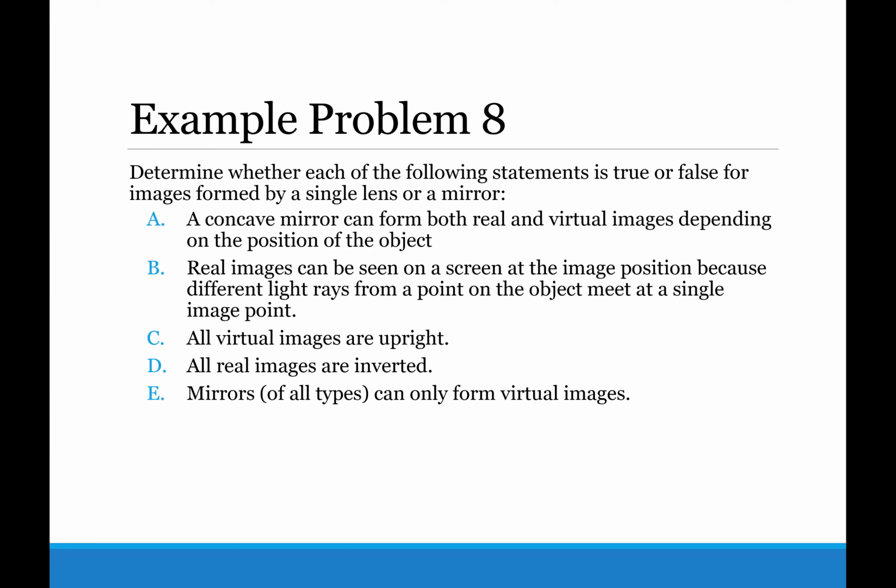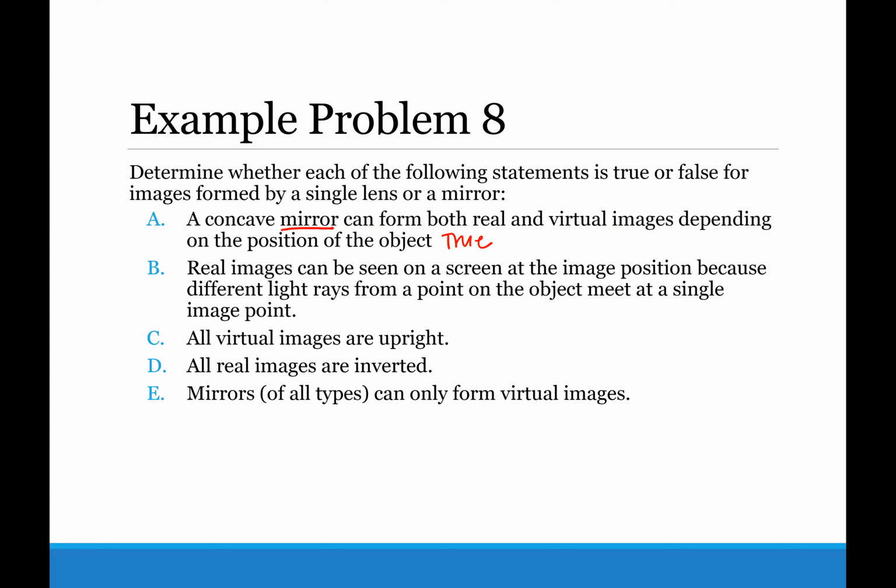Example problem 8 asks us to determine whether statements A through E are true or false. A reads, a concave mirror can form both real and virtual images depending on the position of the object. A is true because images can be located either behind or in front of a concave mirror, and they can be either upright or inverted depending on the situation.